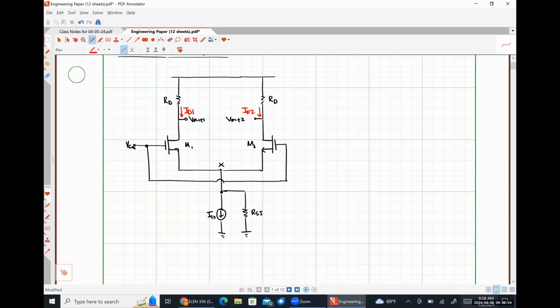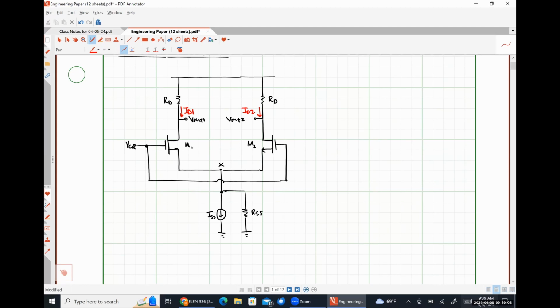Now, when we have this practical current source here at the bottom, applying a common mode signal messes things up ever so slightly. And what I mean by that is, if we apply a common mode signal, the voltage at node X is going to move, right? So depending on how large of a common mode signal we apply, our voltage at X is going to move up or down.